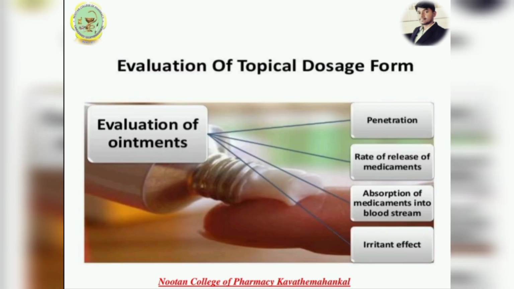The second one is the evaluation of the topical dosage form, the evaluation of the ointment. First is penetration evaluation, then rate of the release of the medicaments, absorption of the medicaments into the bloodstream, and the irritant effect. These are the evaluations of the ointment in the topical dosage form.